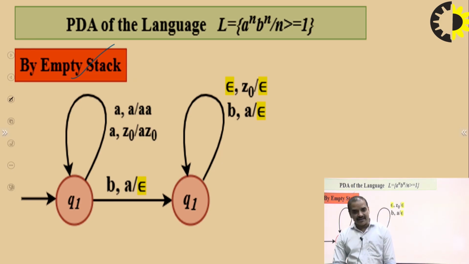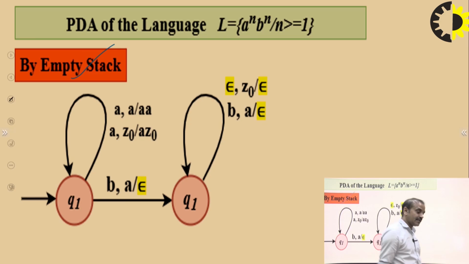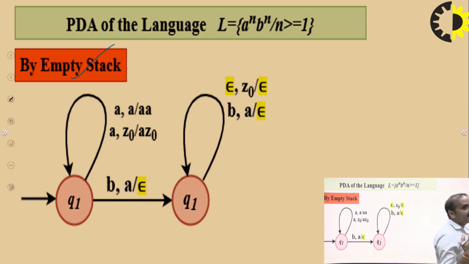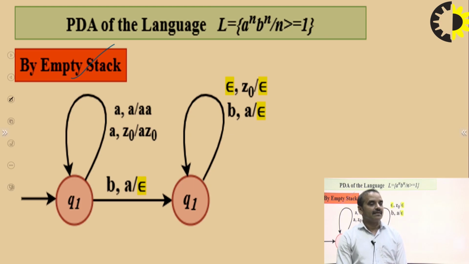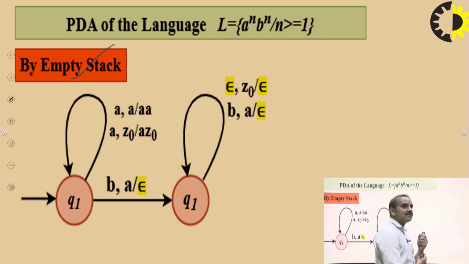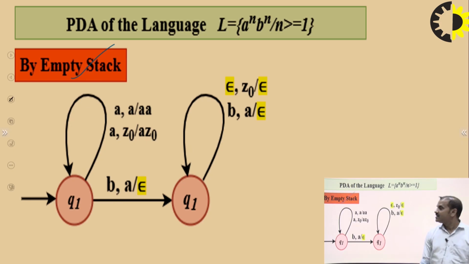In case of final state, after processing the whole string, the state at which we halt must be a final state. But in case of empty stack, after processing the whole string, we may halt on a final or non-final state, but the stack must be empty. In the previous case, the stack content may not be empty, but in case of empty stack, the stack is empty.